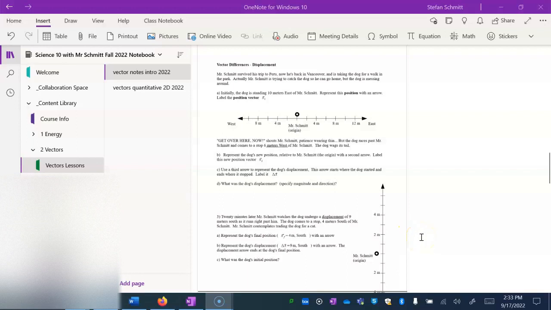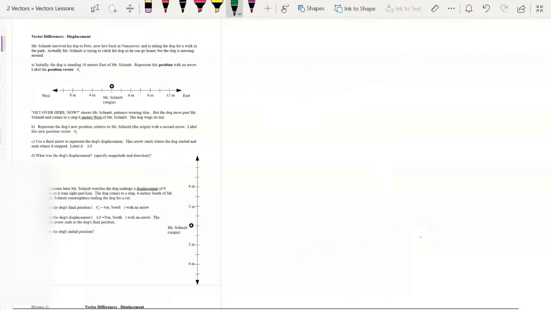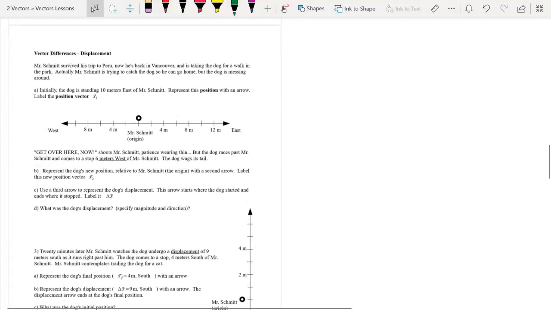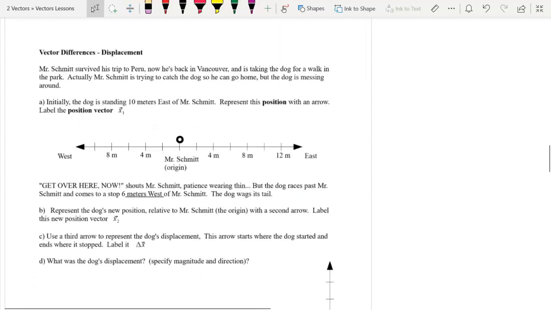Let's now learn about displacement and vector subtraction. To do this, we'll consider a couple of examples.